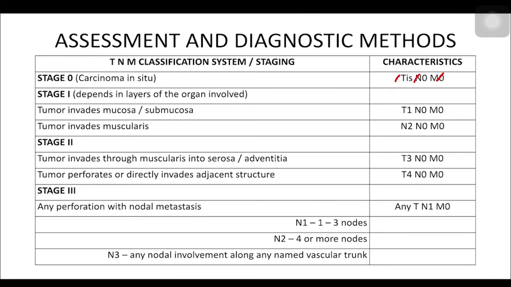Okay, so for stage 1, we have here the tumor with size 1. You have your lymph node 0 and metastasis 0. And what if the stage 1 is involving, it invades your muscularis or your muscular area. You have your nodule involvement number 2, or it may have no nodule involvement, okay? But your metastasis is 0.